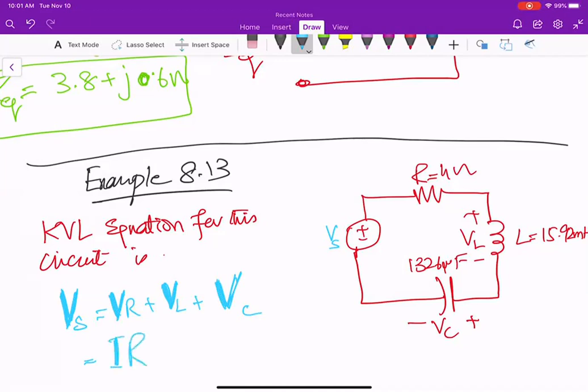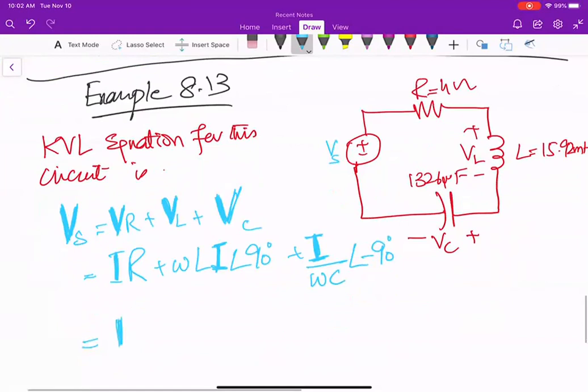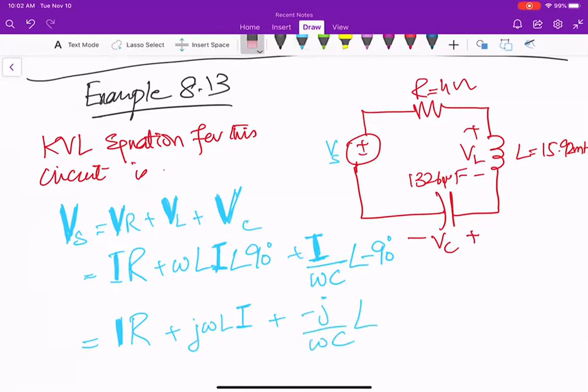IR plus omega L I at 90 plus I over omega C at minus 90. In other words, this is IR plus J omega L I plus minus J over omega C I. I just need to confirm it one more time. Okay.